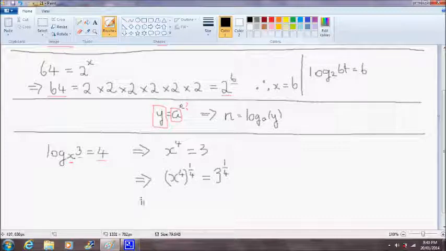And you remember from index laws that whenever I have a power outside of a bracket, I can take it into the bracket, so that leaves us just with x on the left hand side, and it leaves us with, well, I can express 3 to the 1/4 power as the 4th root of 3, and that is actually the exact answer, the answer in exact form. And if I was to plug that into my calculator, I would get the answer 1.316.